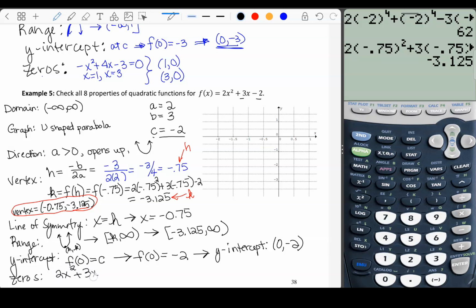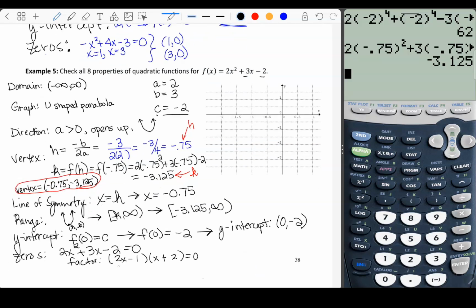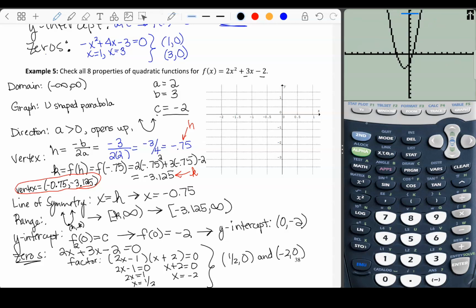And then the zeros happen when the whole function equals 0. So you can factor it, or you can use your calculator. I'm factoring it very quickly. The factors of the leading coefficient and the constant, such that you get that plus 3 in the middle, work out this way. And if you don't like factoring, that's okay. We don't have to factor. You could do the quadratic formula, which we'll talk about in another video, or you could use your calculator.